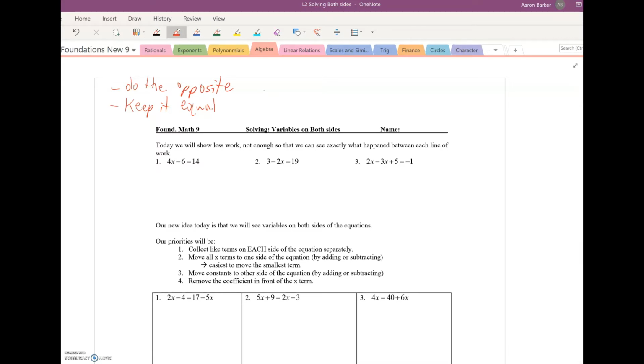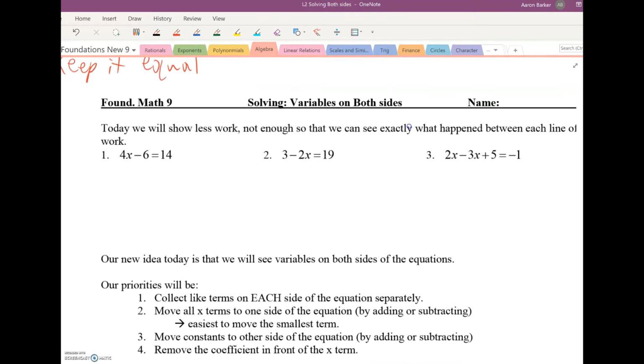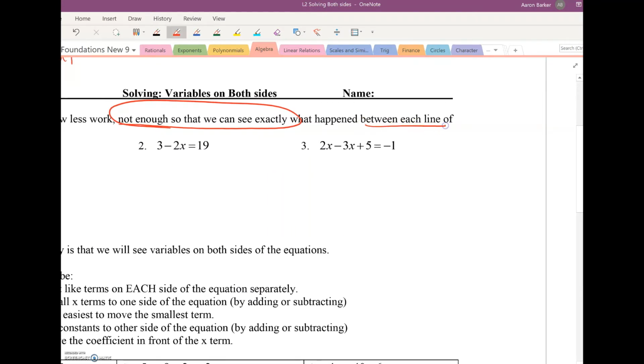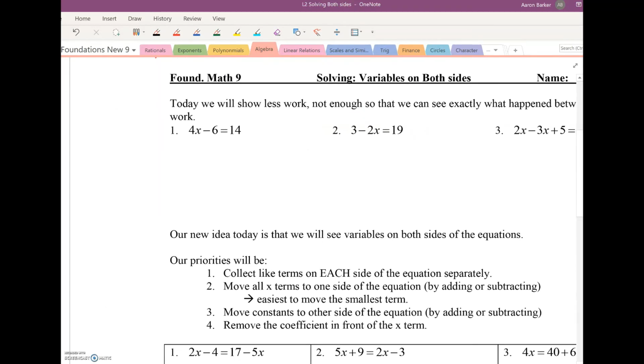Now today we'll start showing slightly less work, but you will see enough work so you can see exactly what happened between each line of work, okay? So let's get started. I'll show you what I mean by that.